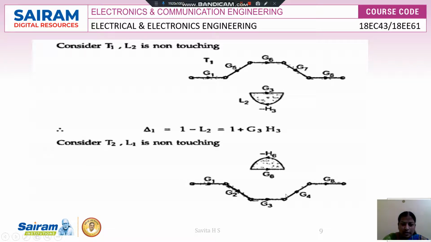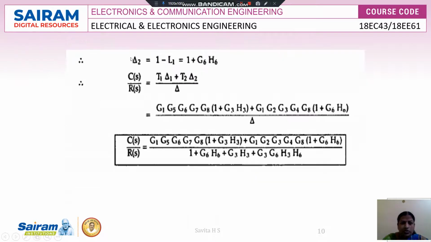Now consider T2. For T2, L1 is non-touching. So delta 2 is equal to 1 minus L1, that is 1 plus G6 H6. Finally, Mason's formula is T1 delta 1 plus T2 delta 2, divided by delta. Substituting the values, I get G1, G5, G6, G7, G8 in the bracket 1 plus G3 H3, plus G1, G2, G3, G4, G5 in the bracket 1 plus G6 H6, divided by the total delta value.